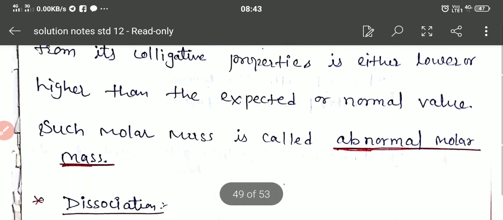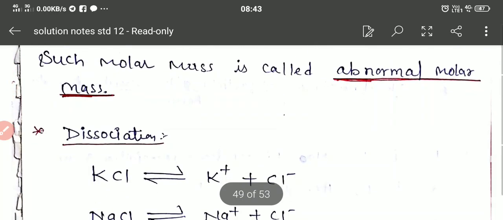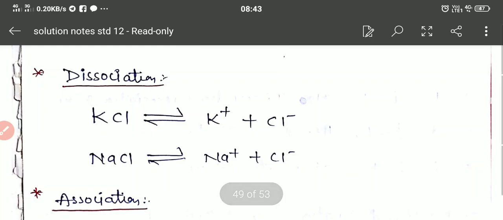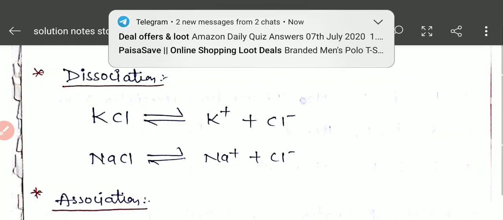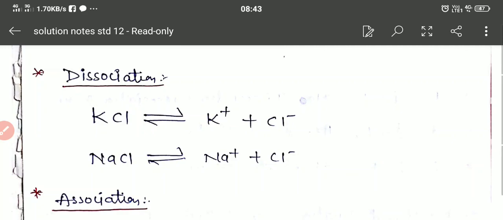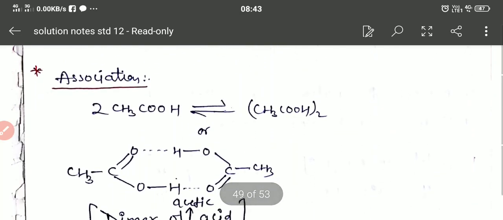Such molecular mass is called abnormal molecular mass. Now, see here, dissociation examples are given: KCl dissociates into ions K+ and Cl-. Also, sodium chloride dissociates into sodium ion and chloride ion. Now, what is association?